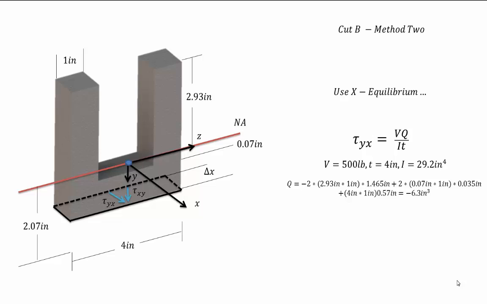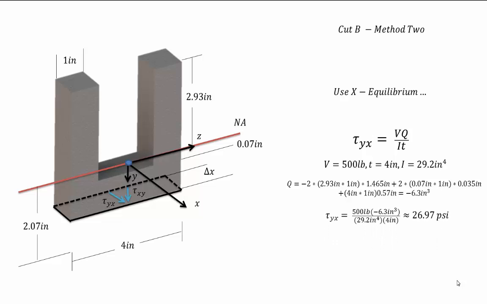Now we're going to look below the neutral axis. For this, we have two sections that are 0.07 inches by 1 inch, and their centers are 0.035 inches down from the neutral axis. And then we also have one more section that is 4 inches by 1 inch by 0.57 inches down. Now, when we sum all of these, we get that Q for this section is negative 6.3 inches to the third.